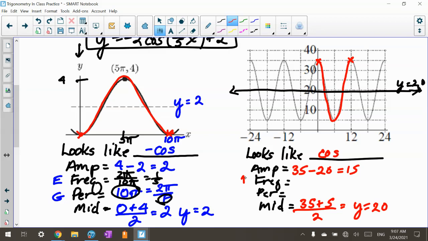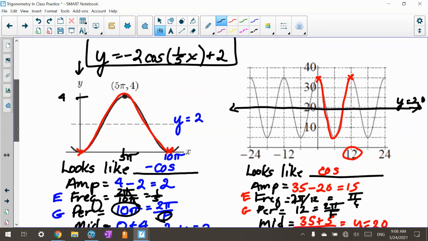Frequency is in my equation, so I've got to do my period first. So I said, how long did it take me to see the whole curve? It took me 12. So my period is going to be, 12 equals 2 pi over my frequency. Again, these two switch places, so it's going to be basically 2 pi divided by 12 or pi over 6.